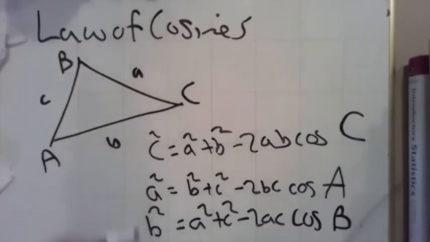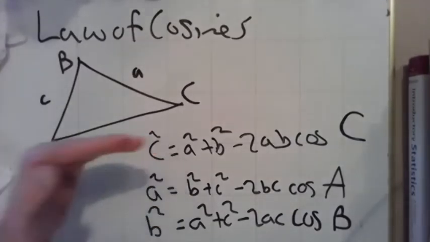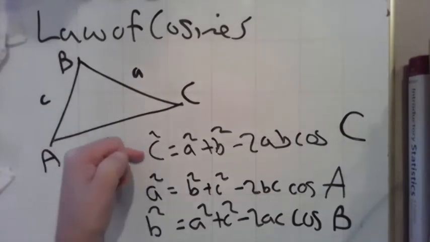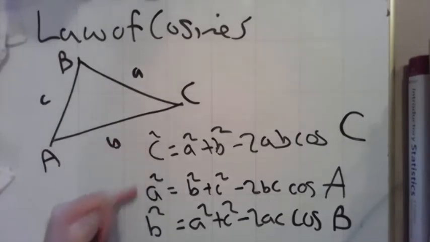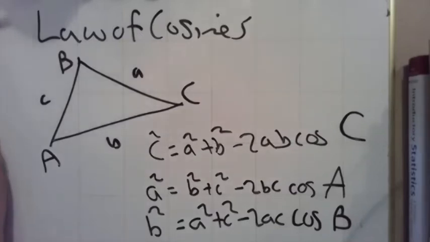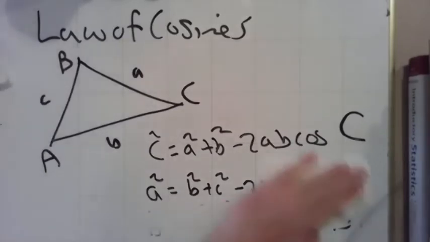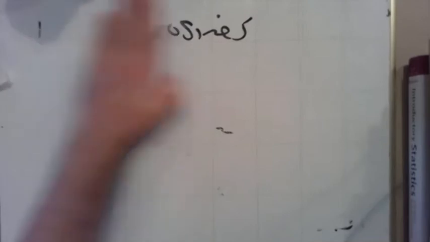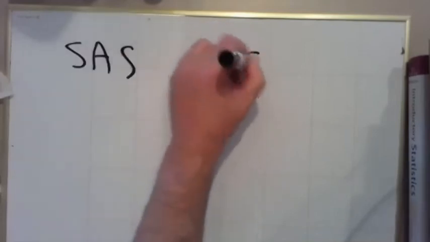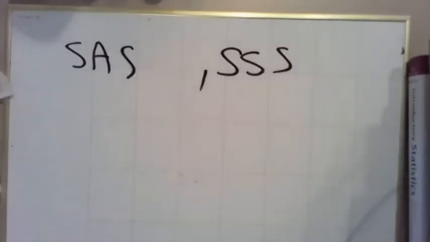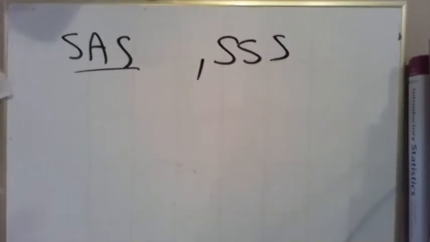So we never know which version of this we're going to need. So I don't have all three of these memorized. I have this one memorized, and from that, I can figure out the other two. All right, we use law of cosines in two different scenarios. We use it in side angle side and side side side. So let's do a side angle side problem.